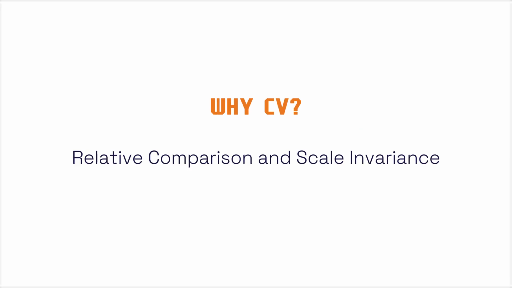Coefficient of variation provides a measure of relative variability, allowing us to compare datasets with different means on a common scale. Since the coefficient of variation is a ratio, it is independent of the units of measurement, making it a dimensionless number. This is particularly useful when comparing variability across datasets that are on different scales.